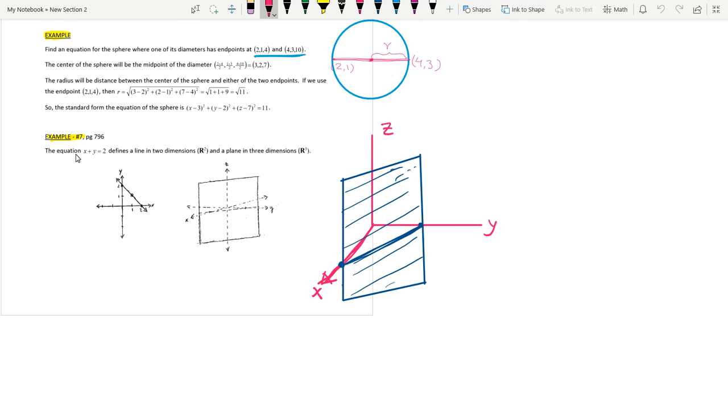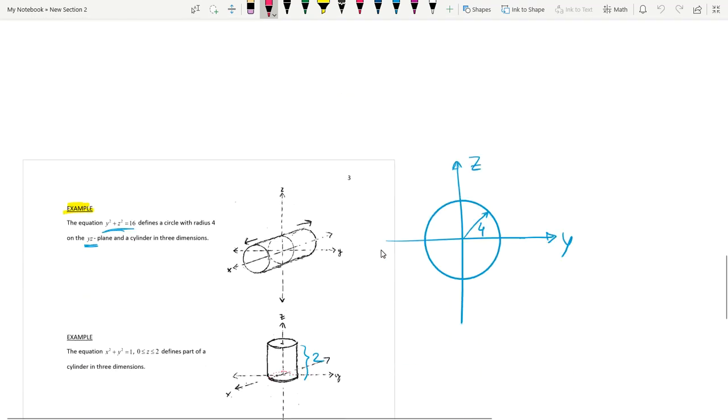Now for the next problem, x plus y equals 2 represents a straight line in two dimensions, and in 3 dimensions this represents a plane. Okay, this represents a plane which passes through the point 2, 0, 0. This is the point 2, 0, 0 and this is the point 0, 2, 0, and this plane is parallel to the z-axis.